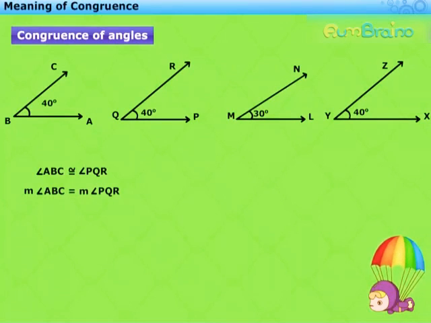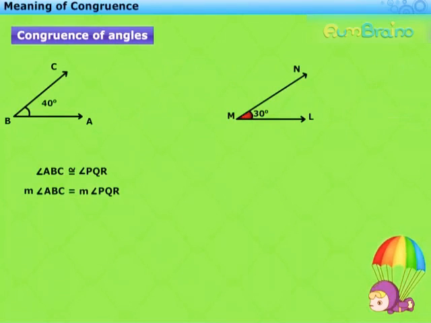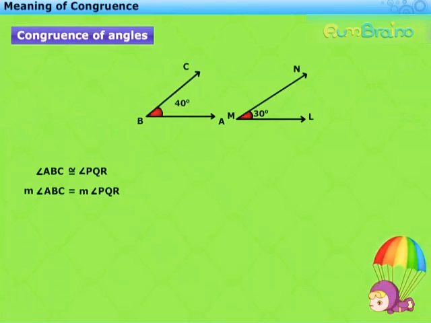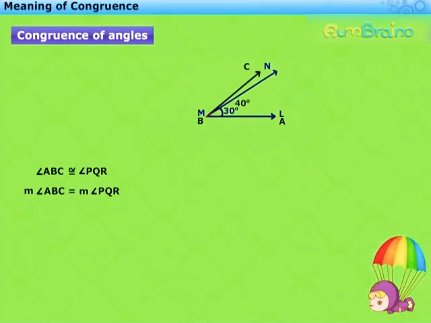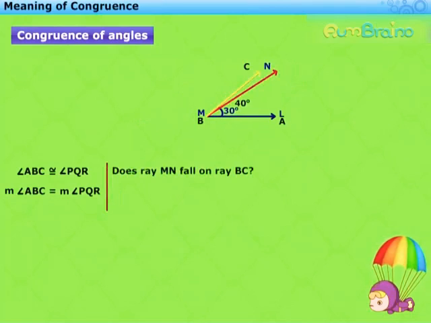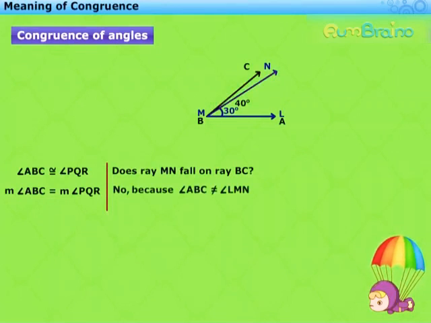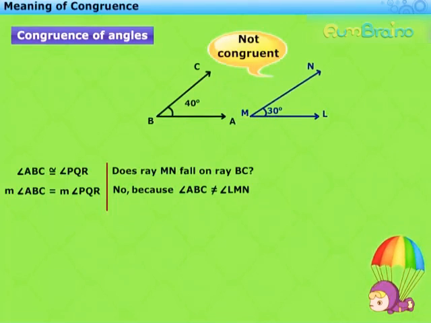Now try to superpose angle LMN on angle ABC. Place M on B, and ray ML along ray BA. Does ray MN fall on ray BC? No, it does not, because angle ABC and angle LMN are not equal. So, they are not congruent to each other.